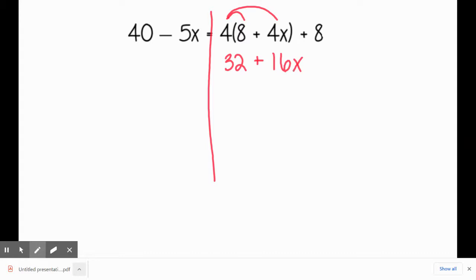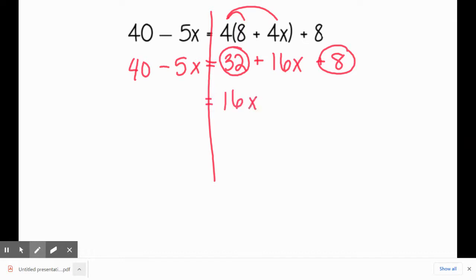So now my distribution is done, and I'm just going to bring that plus 8 down, along with the stuff on this side. So 40 minus 5x. Now I see that 32, 16x, and 8 are all on this side, and I have some like terms that I can combine. 32 and 8 are like terms, so I'm going to combine them. That's 40, so this side is going to become 16x plus 40. And the 40 minus 5x comes down.